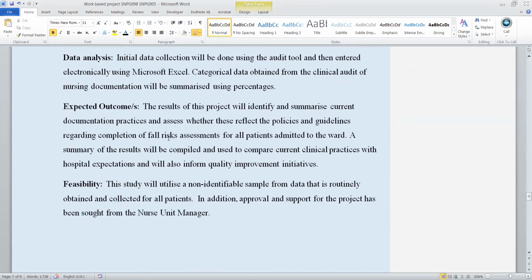Analysis. Initial data collection will be done using an audit tool and then entered into Microsoft Excel. Categorical data obtained from the clinical audit will be summarized using percentages and graphs. Expected outcome. The results of this study will identify and summarize current documentation and assess whether these reflect the policies. The summary of the results will be compiled and used to compare clinical practices with hospital expectations, and the results will also inform quality improvement initiatives. These results will also be presented in various fora, such as nursing grand rounds and in meetings.